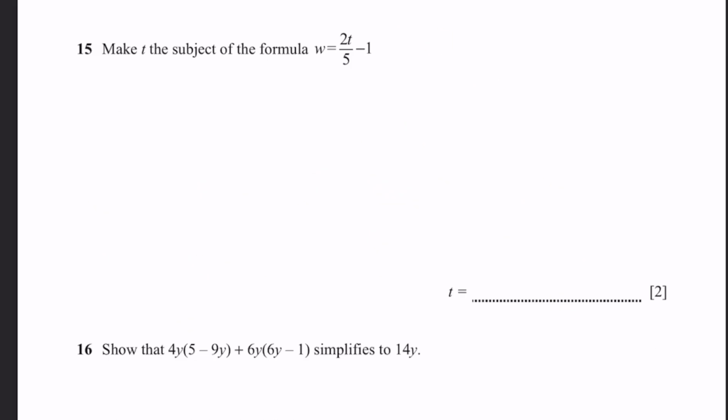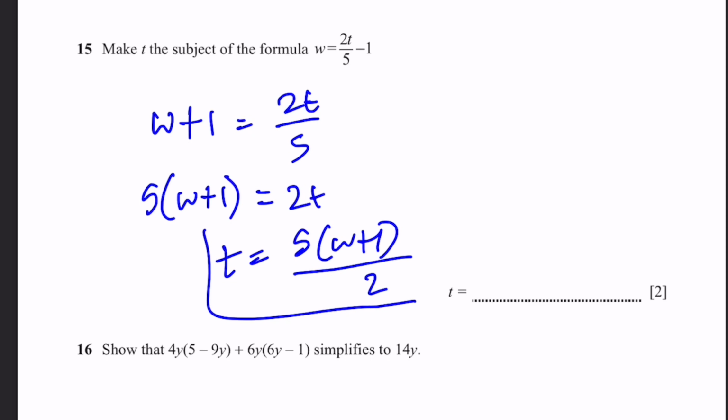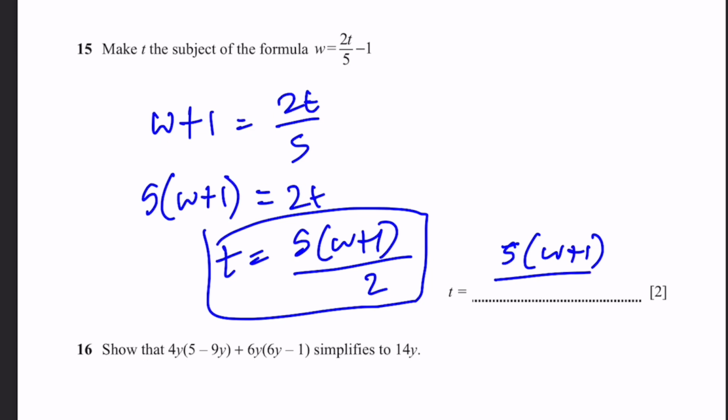Make t the subject of the formula w equals 2t by 5 minus 1. We can bring minus 1 to the other side. w plus 1 equals 2t by 5. And that means 5 into w plus 1 is equal to 2t. t is equal to 5 into w plus 1 by 2. That's the answer. 5 into w plus 1 by 2.